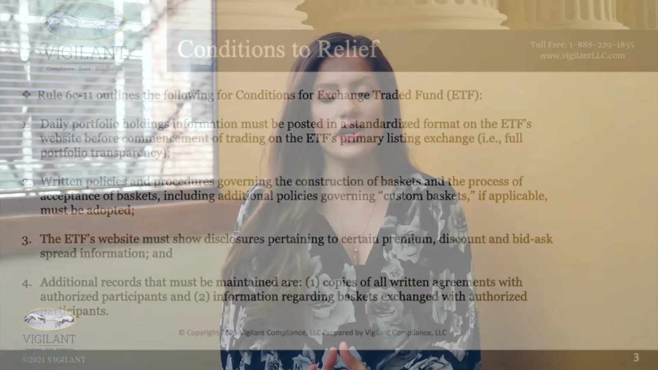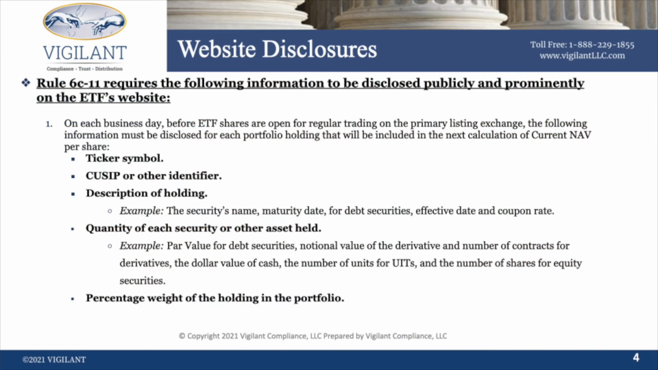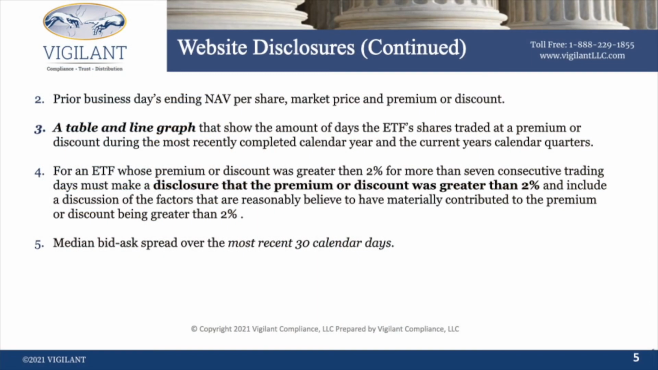The rule requires ETFs to post daily information of their portfolio holdings onto their website. This information includes things such as your ticker, your CUSIP, the percentage of weight of that security within your portfolio, among other things. Now, this is not new for most ETFs, as they were already required to post their holdings on the website on a daily basis.